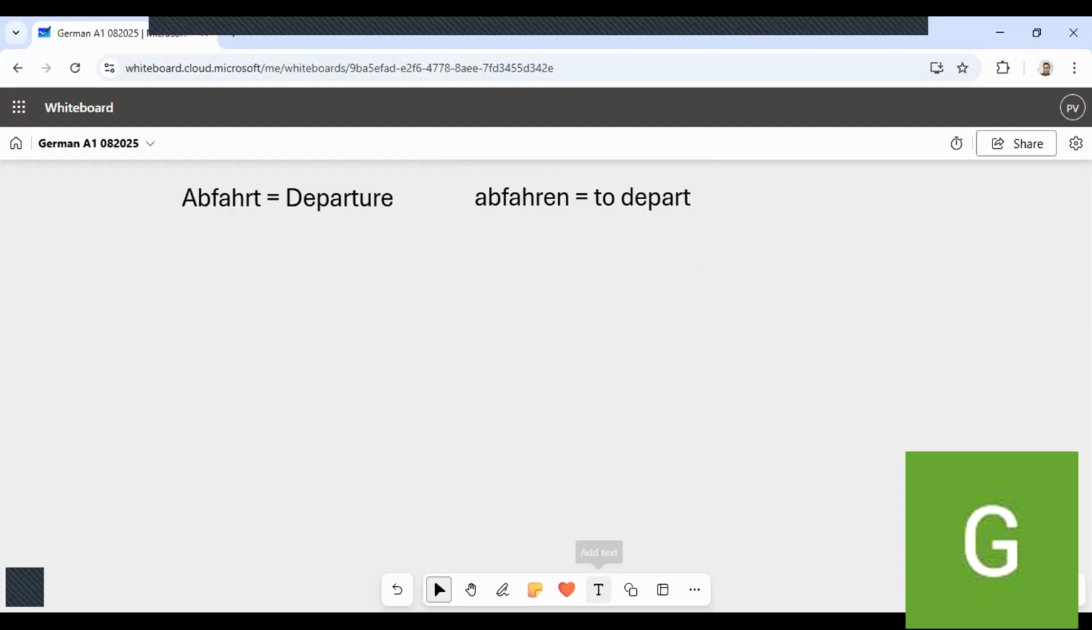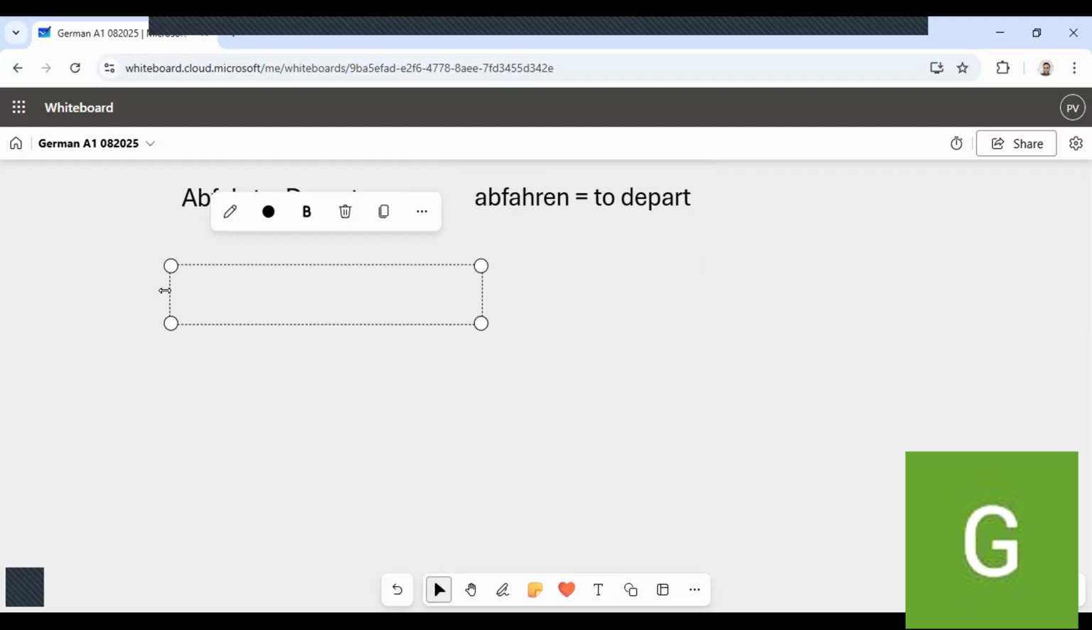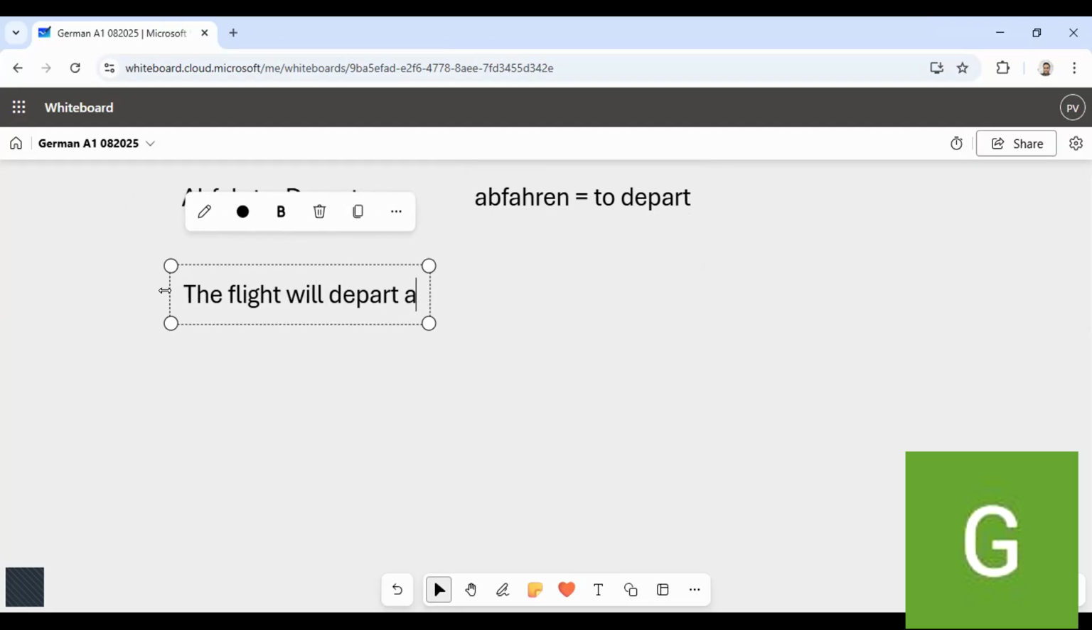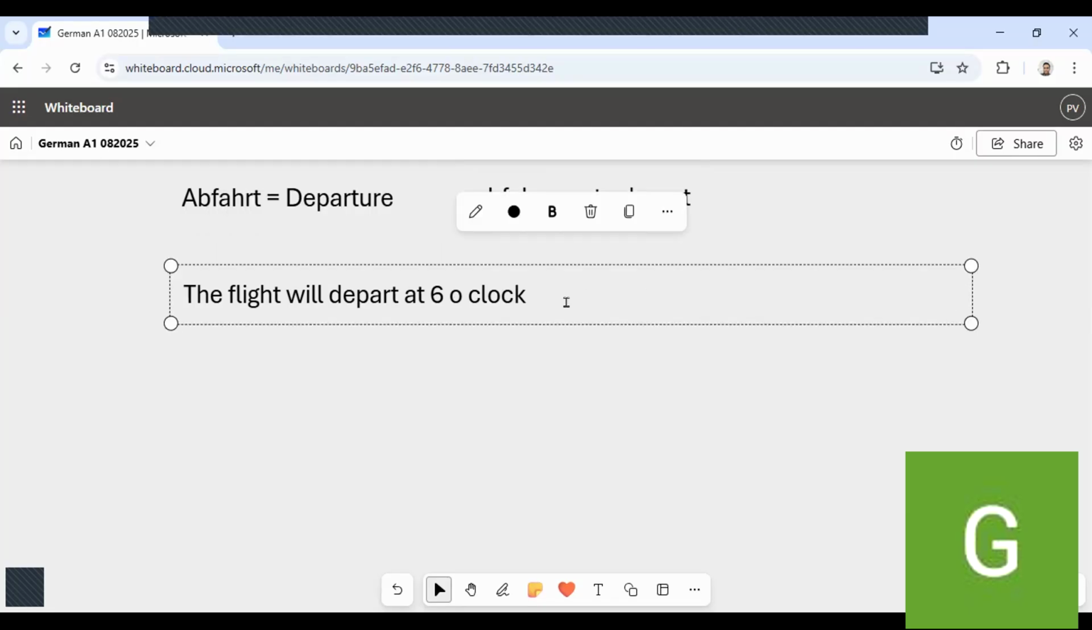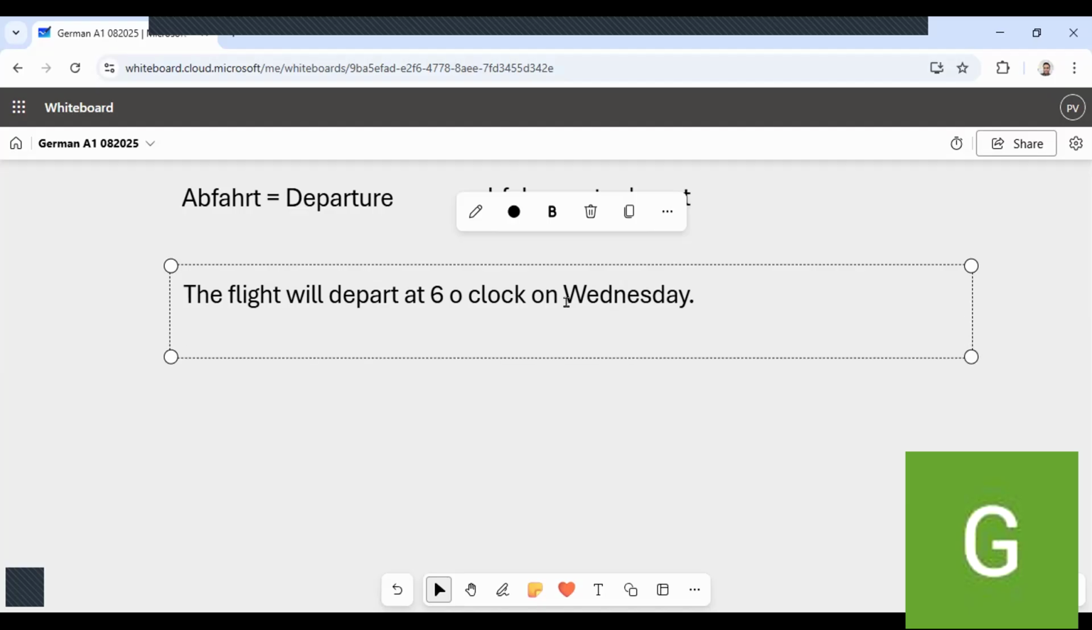Suppose I want to frame a sentence like this: the flight will depart at 6 o'clock on Wednesday. How can you make it? The flight will depart at 6 o'clock. I am writing 6 o'clock specifically. I am not writing AM or PM, okay? But you should answer it in 6 o'clock. Will depart at 6 o'clock on Wednesday. How can you frame the sentence in German?